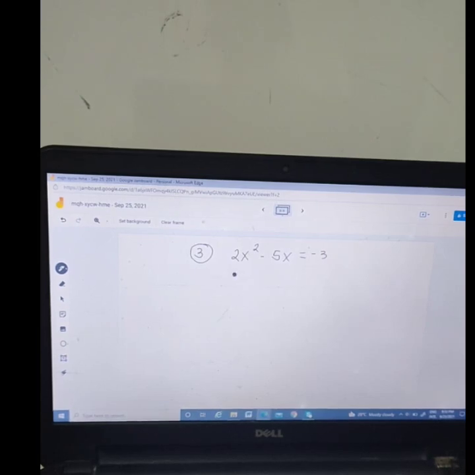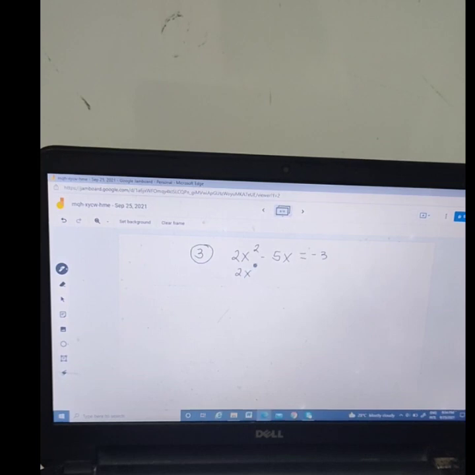Example number 3. 2x squared minus 5x is equal to negative 3. As you can notice, the given equation is not arranged in the standard form of a quadratic equation. So we are going to arrange it first. So we are going to have 2x squared minus 5x. Then we are going to move negative 3 to the left side, and from negative 3, it will become positive 3, is equal to 0.